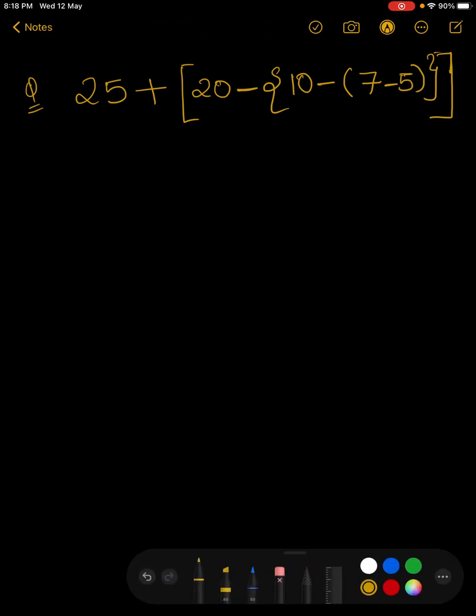25 plus square brackets open 20 minus curly brackets open 10 minus round brackets open 7 minus 5. And now we start closing the brackets. Round brackets closed, curly brackets closed, and finally the square brackets closed, right?